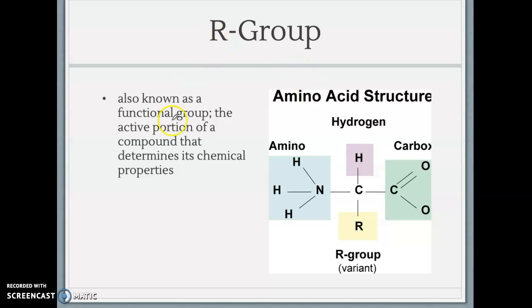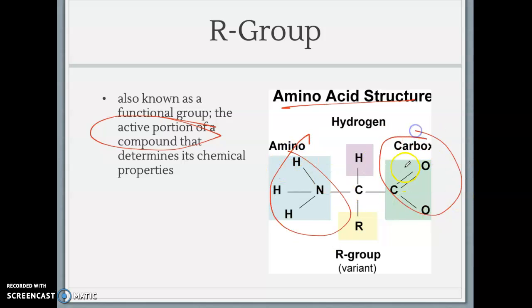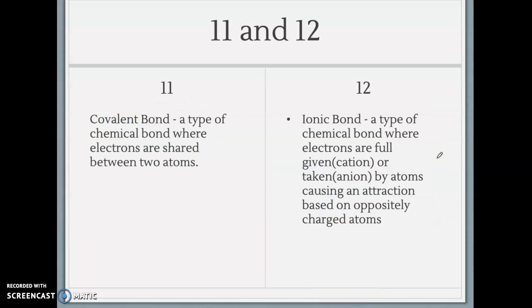So R groups, these are also called functional groups. This is the active portion of a compound that determines its chemical properties. Example, amino acids, they all have an amino chain, a carboxylic acid chain, a hydrogen, and then on this side they have different R groups, or different things that are attached that make the amino acid a different shape and a different chemical activity. Which means that when your body's building proteins, it puts together these amino acids in structures that allow them to interact in a way that creates the shape of the protein. And if you remember from last year, shape determines function when it comes to proteins.